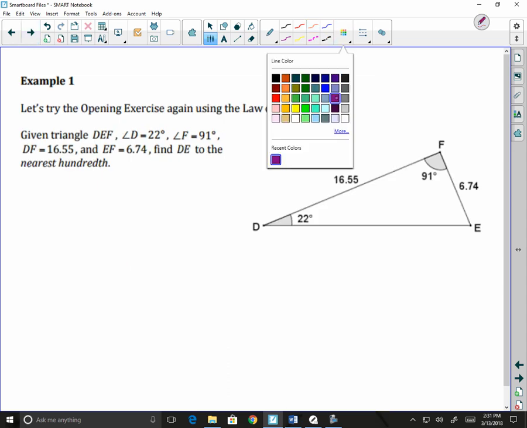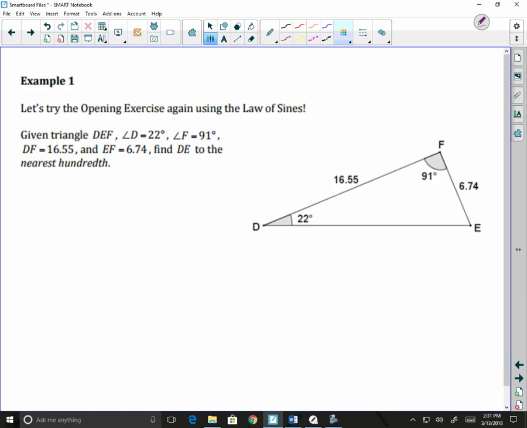So those of you that were in class yesterday, you probably heard me say you're looking for matching pairs. And a matching pair is a set of an angle and a side opposite it. So there's a matching pair. 22 degrees has a side of 6.74 opposite. We also want to make sure that if we're finding DE, that's my variable. So the angle that matches that side is 91. So we want to make sure that one of the two matching pairs has the variable in it.